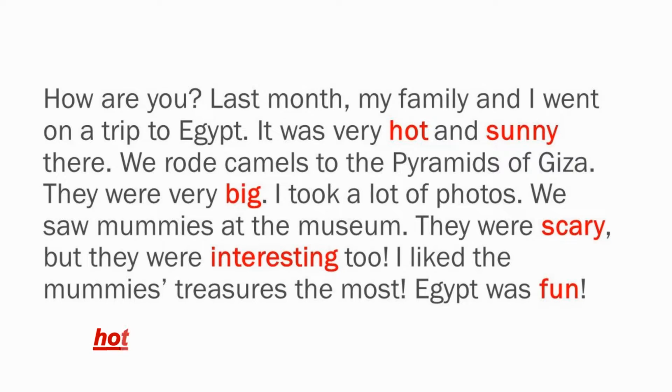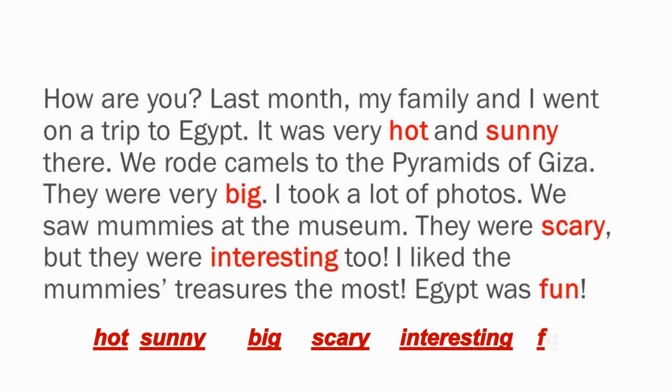Next, the writer used adjectives to describe feelings. Can you identify them? He used hot and sunny to describe the weather in Egypt. He used the adjective big to describe the pyramids. He thought the mummies were scary but interesting. And he felt that the trip was fun.